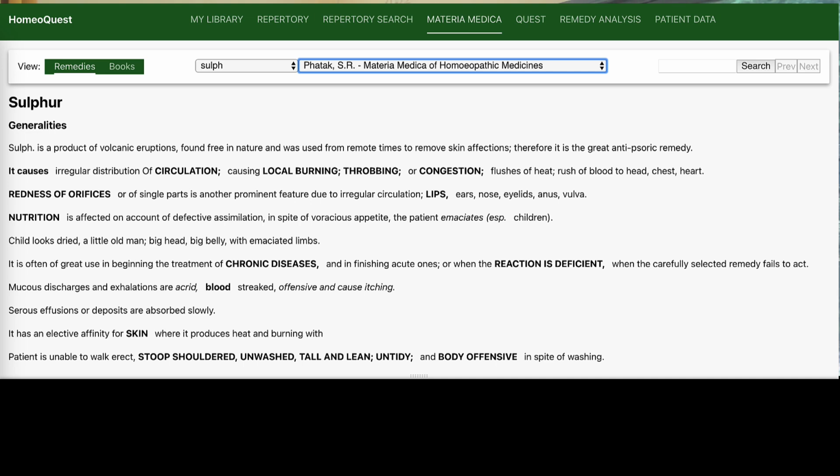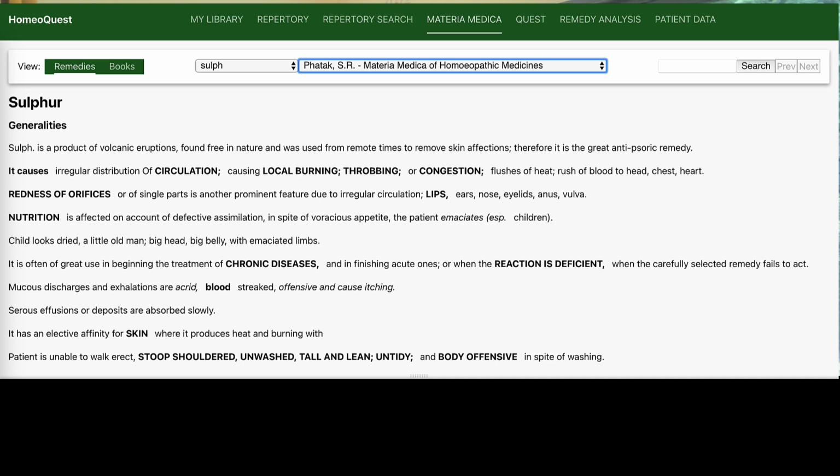So in this case, the first stage of any inflammatory symptoms like irregular circulation, local burnings, throbbing, congestion, flushes of heat, rush of blood to the head and the chest and the heart, all this is psoric manifestation of sulfur. So remember, persistent inflammation, redness of orifices is pseudopsora. Okay, defective assimilation in spite of voracious appetite and the patient is emaciating, this is tubercular.